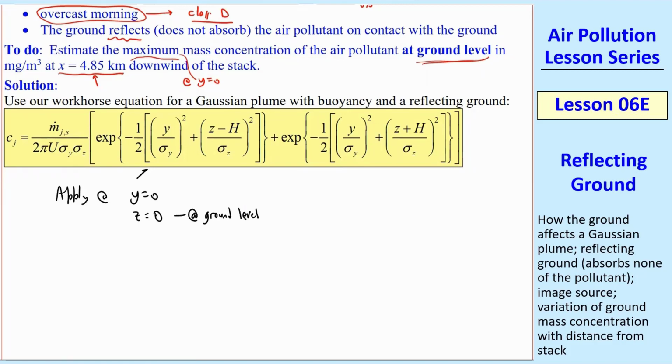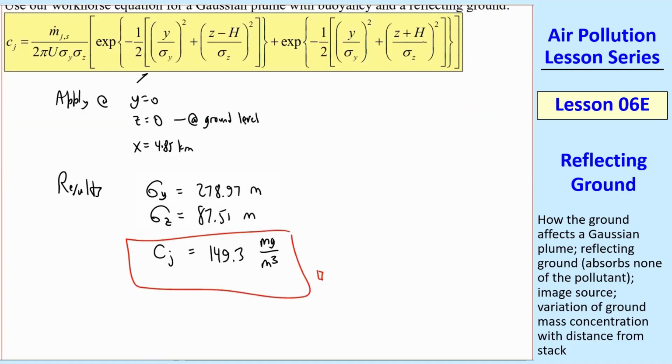And you could do this for different z's. You just put in a different z in your equation. And at x equal 4.85 kilometers, you should get the following results. The sigmas will be exactly the same as last time because we haven't changed anything with the atmospheric conditions or even the x location. So these are the sigmas that you should get. And then your CJ is 149.3 milligram per meter cubed at this particular location, this point of interest for those 3 coordinates. And so make sure you're able to get this value.